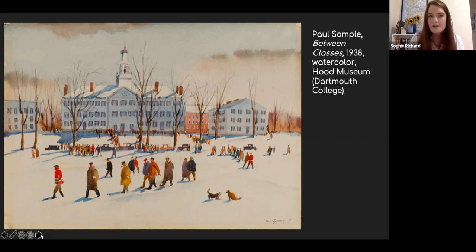This is one of my favorite works by Sample because of his treatment of the sky. It's very heavy with the promise of snow, while that ground offers that lightness and the red jackets really offset that snow. I'm also a big fan of the two dogs in the corner. They're very cute. And this is certainly a scene that many of us are familiar with.